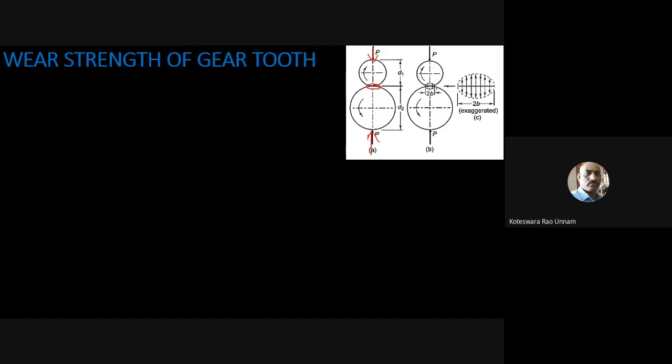Due to this, a contact stress is developed, and the contact surface has a width of 2b. The stress is distributed in an elliptical way; the shape of the stress distribution here is something like an ellipse. We are not going to derive how we got this expression. Right away we'll take whatever Hertz has given for the contact stress for this condition, and based on that we'll develop the equation we are going to use for the wear strength. So we are not going to derive the contact stress equation either.